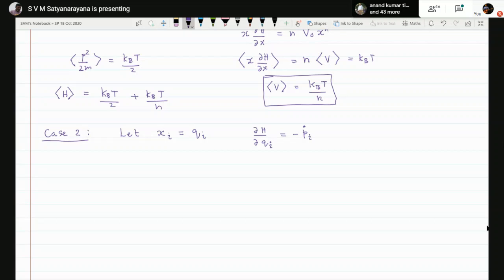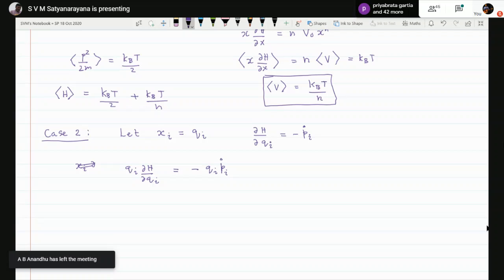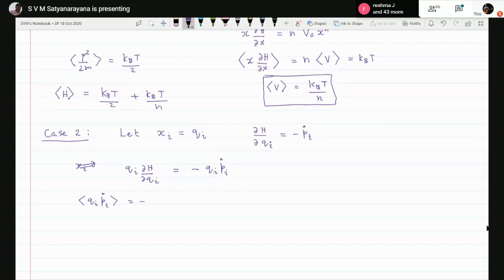Okay, so we have xi, or in other words, qi, times dou H by dou qi. This is equal to minus qi times pi dot. So the average value of qi times pi dot is equal to minus kBT. This minus sign is because of this minus. Okay. Now, if you look at this, this is like a position, and this is like a force.